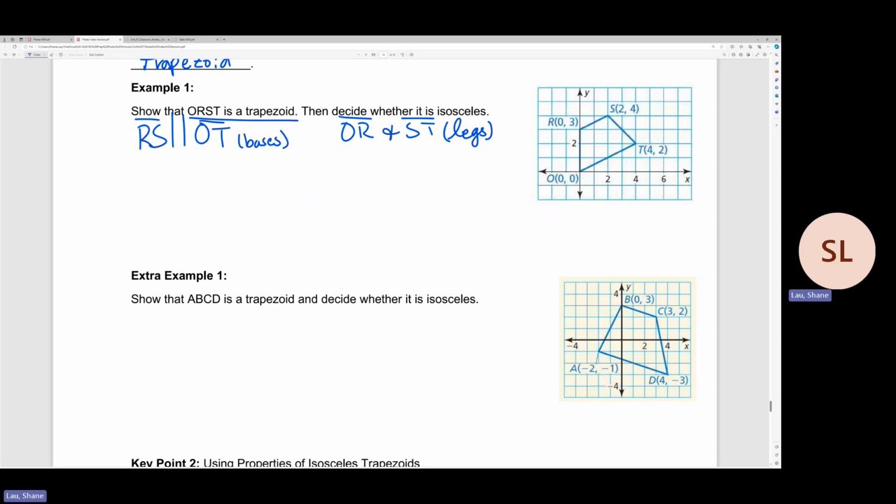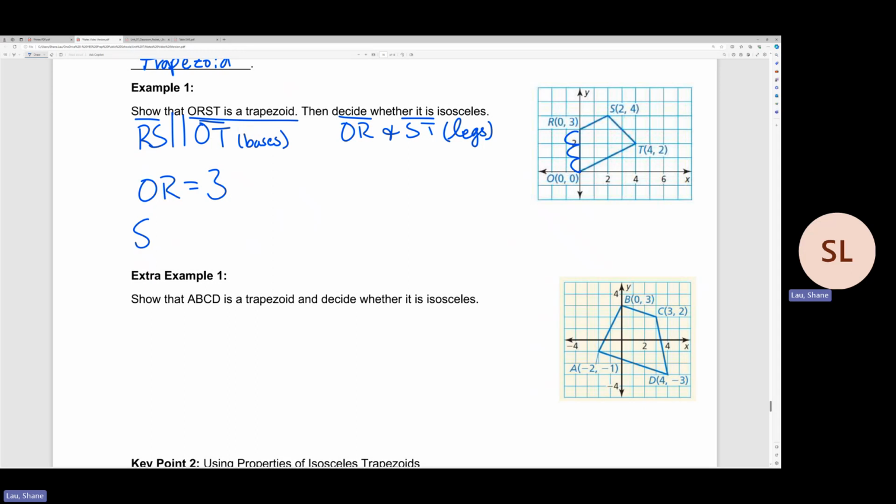And that's good to know, because in this problem, we're trying to confirm whether this is an isosceles trapezoid. If we're trying to figure that out, we need to confirm if the two legs are exactly the same. And in order to do that, we must find the distance between those points. So start with OR. OR is actually a lot easier than we may think. It's strictly vertical. So we're going to start at O: 1, 2, 3 spaces. OR is 3.